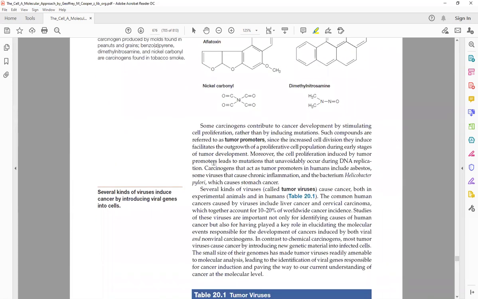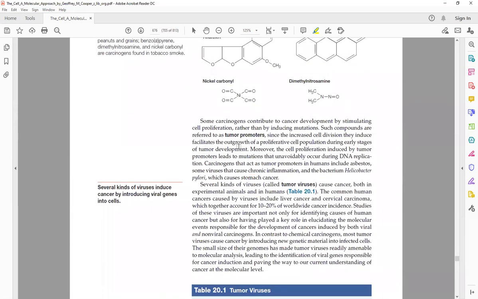Next, about tumor promoters. There are other different types of chemicals referred to as tumor promoters. What do you mean by tumor promoters? Tumor promoters are chemicals whose presence drastically increases the chances of occurrence of a tumor. Since they induce increased cell division, they facilitate the outgrowth of the proliferated cell population during early stages of tumor development. So they will lead to the formation of tumor. They will be inducing tumor formation.